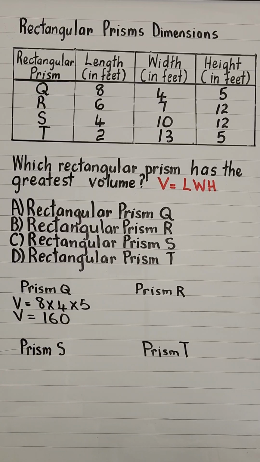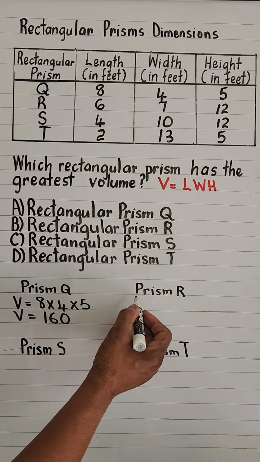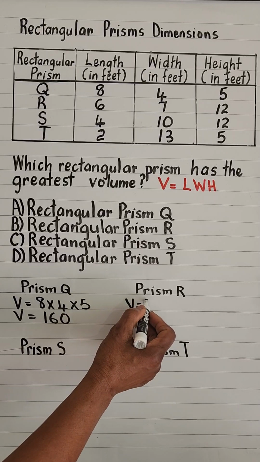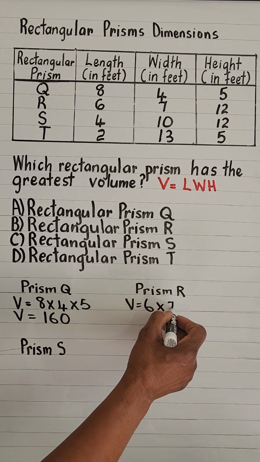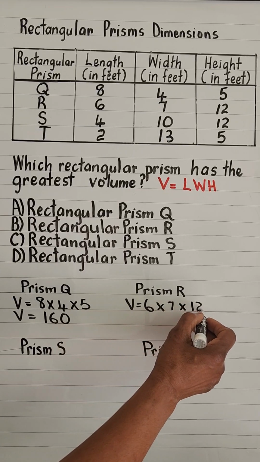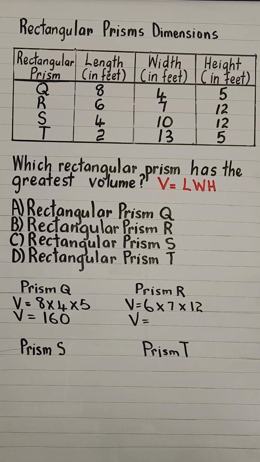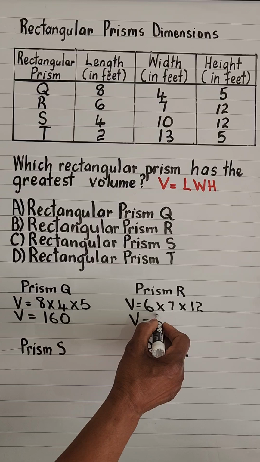Next, prism R. Volume equals 6 times 7 times 12. And that is equal to 504.